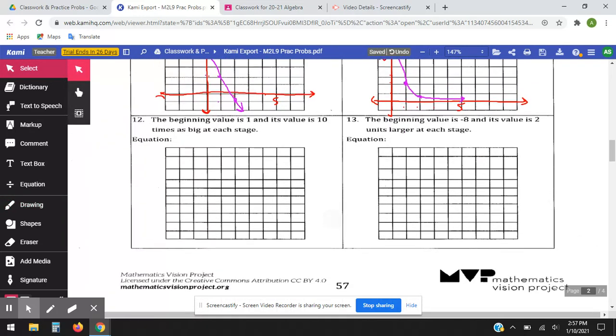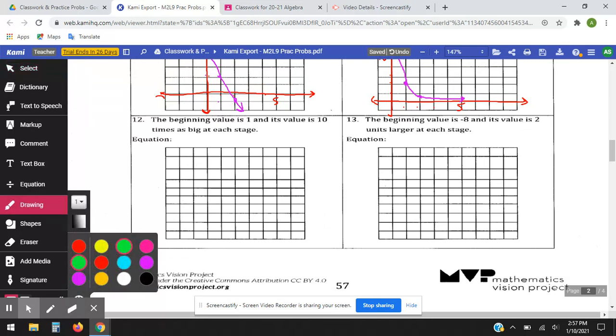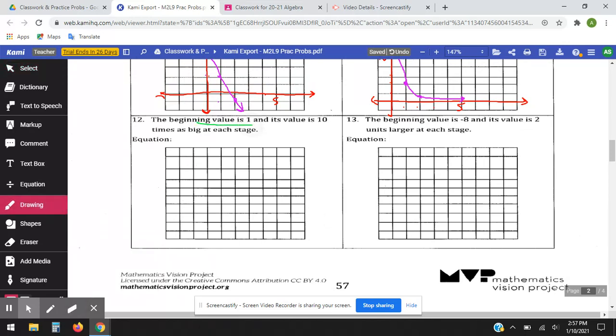Number 12, we have the beginning value is 1, and it is 10 times as big at each stage. So 10 times, that means geometric. Y equals 1, and 10 times each one is going to be the exponent in there. So again, we're going to have it get really big really fast. So I'm just going to go ahead and make it kind of right in the middle here, and we're going to give us a lot of space on top.